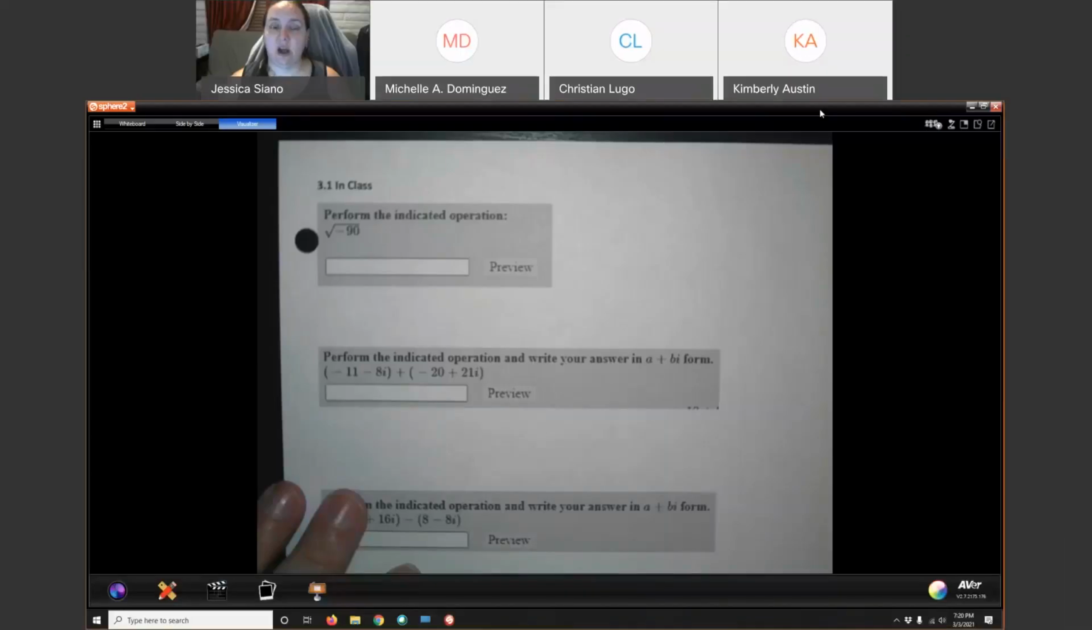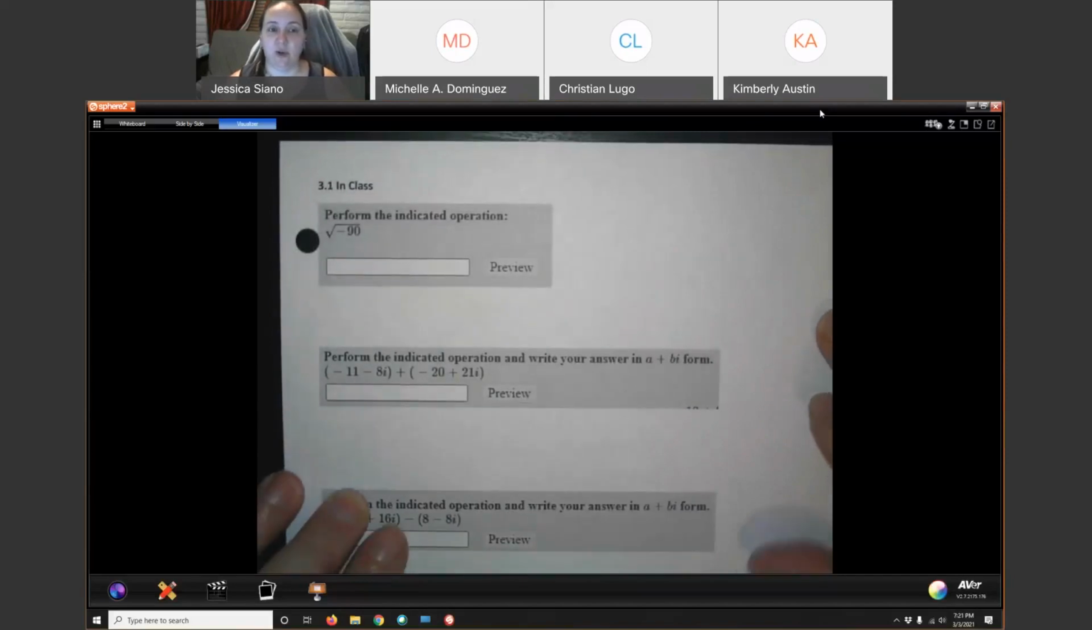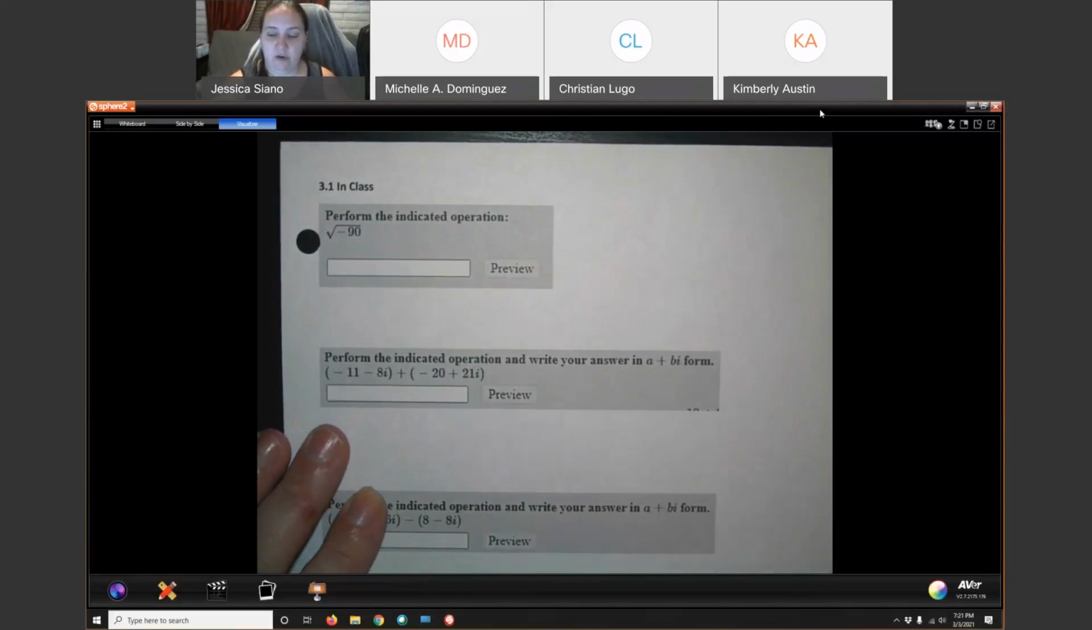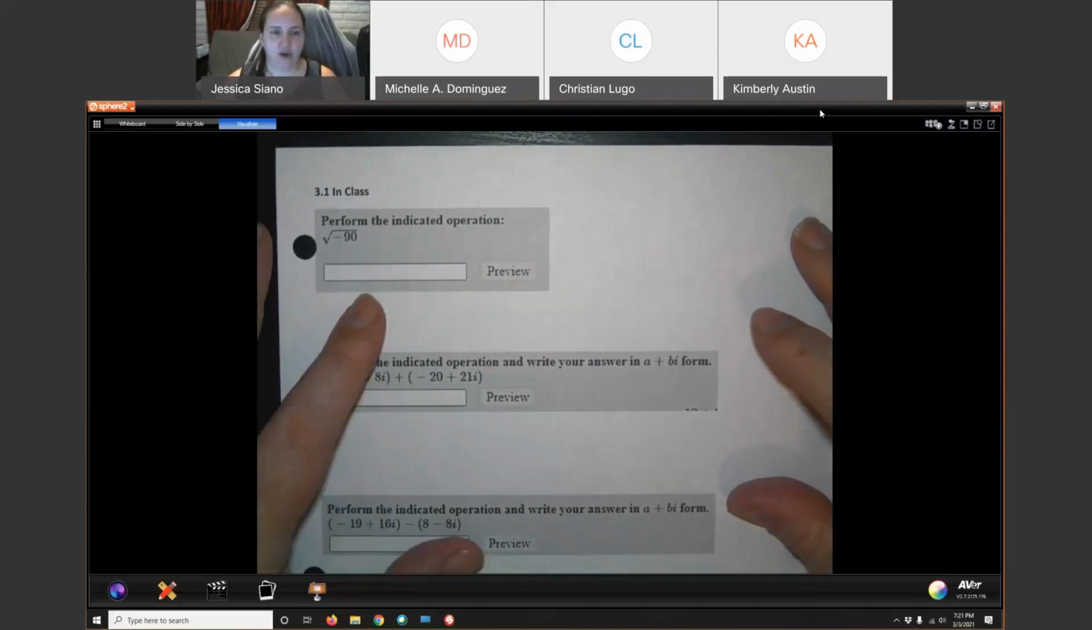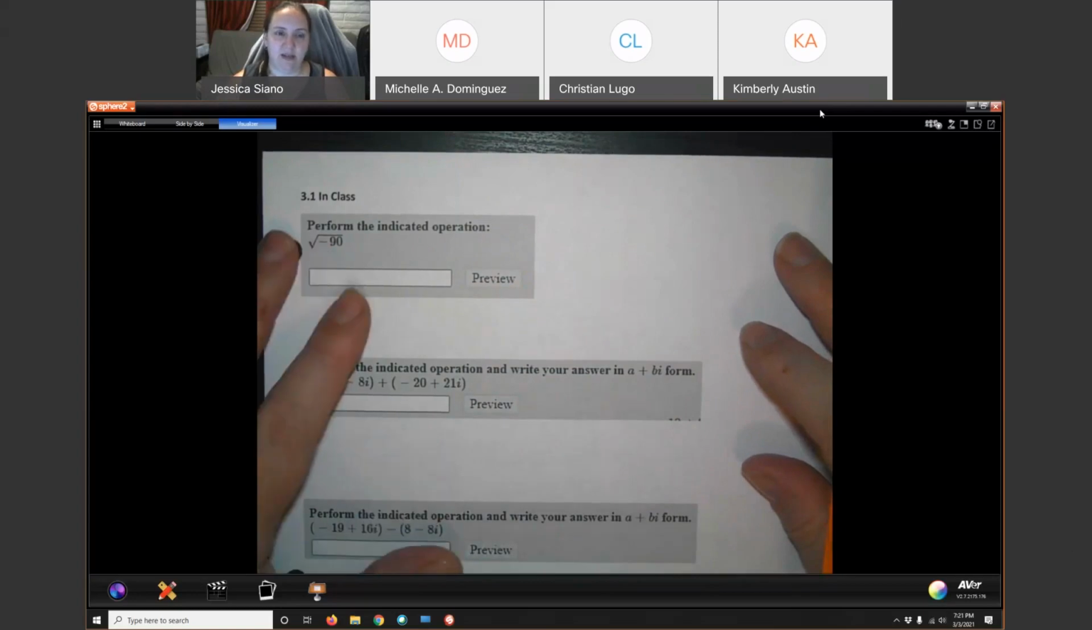Tonight's notes are on section 3.1. Make sure you have your calculators handy. You'll be able to do almost all of these questions in the calculator, with the exception of just this first one. Now, I want to make a note that some calculators will reduce radicals for you, and the TI 83s and 84s can do it if you download a program onto them. So if you're tech savvy and you want to give that a try, go for it. But otherwise, this you would have to do by hand.